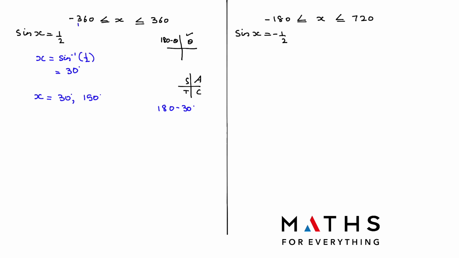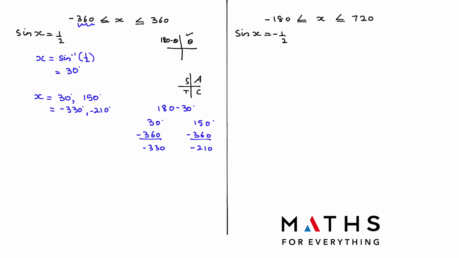I have negative limits, so I write down the two values that I got, and from that I'm going to subtract 360. This will give me negative 330, and this will give me negative 210. So these are my answers. All four values are my answers.